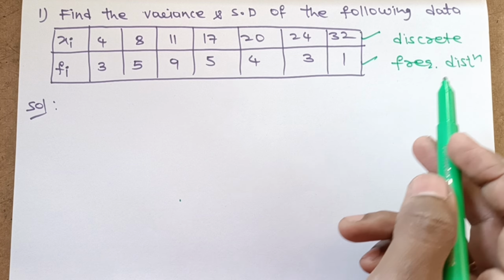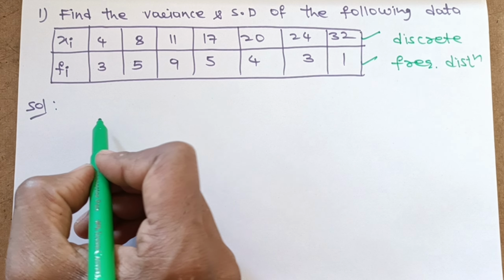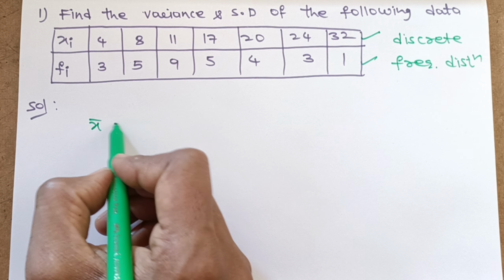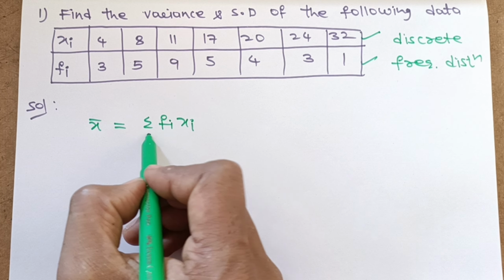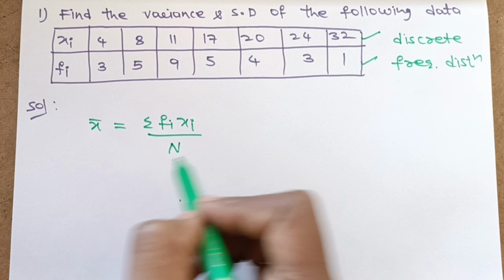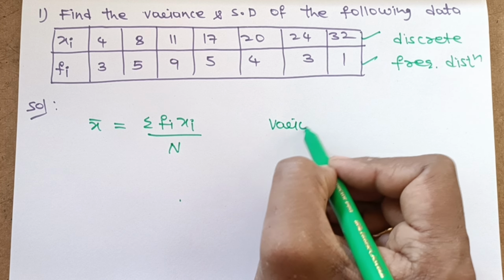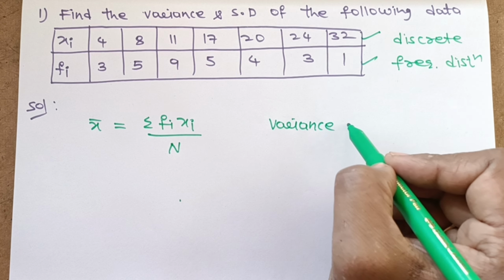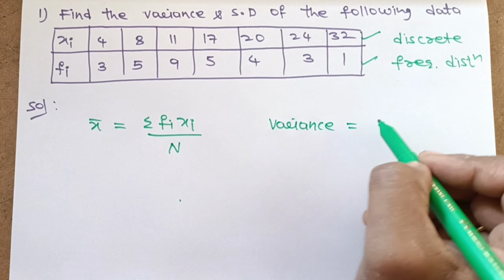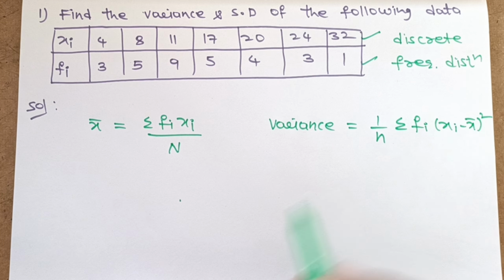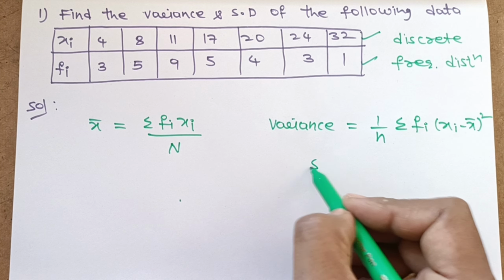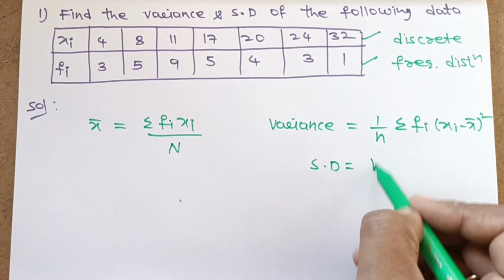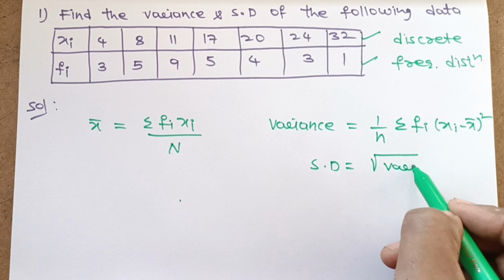Okay. And we know that in the discrete frequency distribution, the mean x bar is defined as sigma fi xi divided by what? N. And also what is the variance formula? Variance is equal to 1 by n into sigma fi into xi minus x bar whole square. So we have to find the mean, after that the variance, next the standard deviation, that is what? Square root of the variance.